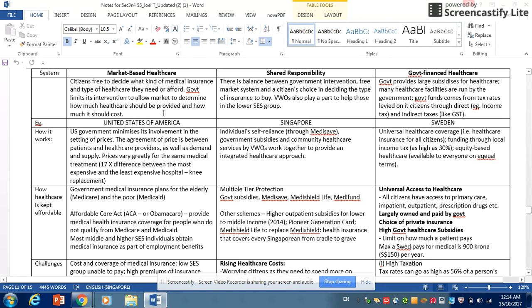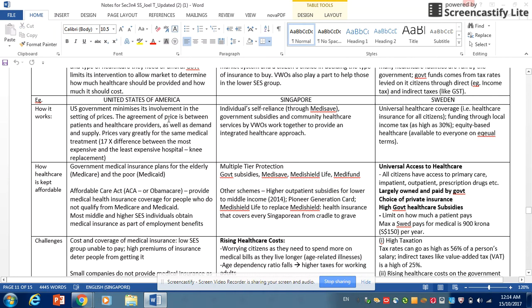The three countries that we look at are the USA, Singapore, and Sweden. Know that the different systems operate differently. The US government allows the private sector to determine the price, and the price is determined by the patient and the healthcare giver agreeing to it. Because of this, prices vary for the same type of treatment. For example, there is a 17-times difference between the most expensive knee replacement surgery and the least expensive.